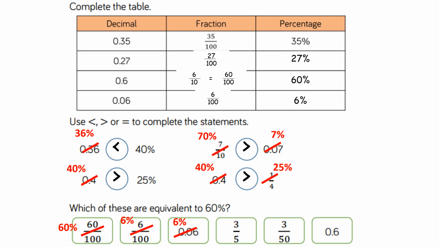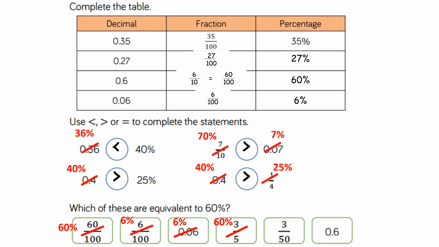3/5. So for this one, first of all, we need to convert it to tenths. So we say, right, what do we do to 5 to convert it into 10? Well, we multiply it by 2. So we must do the same to the 3. So 3/5 is the same as 6/10. Then, what do we do to the tenths to change them into hundredths? Well, we times it by 10. So 6/10 is the same as 60 hundredths. So therefore, that one is equivalent to 60%.